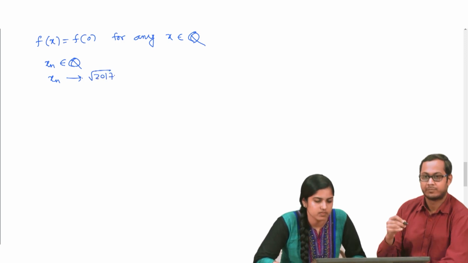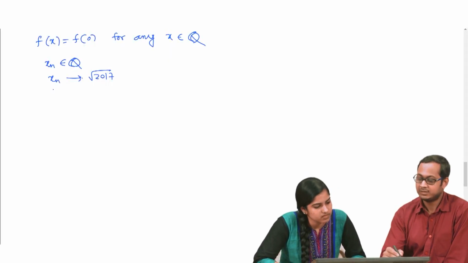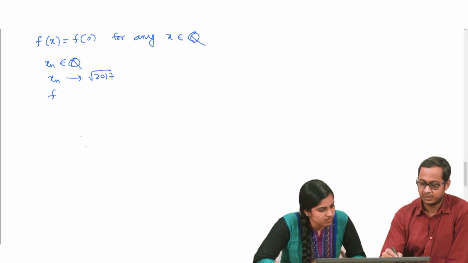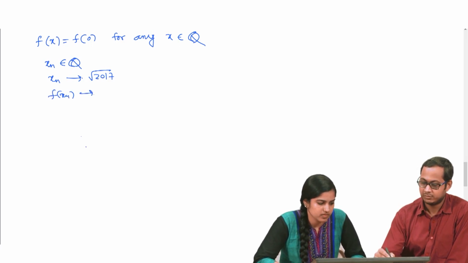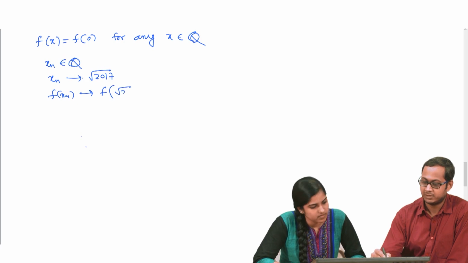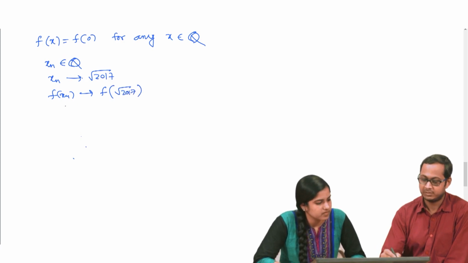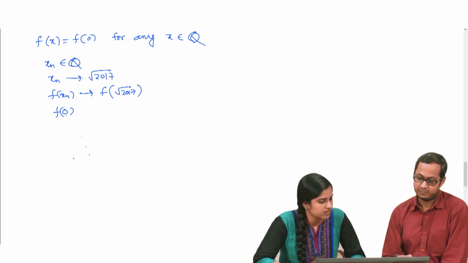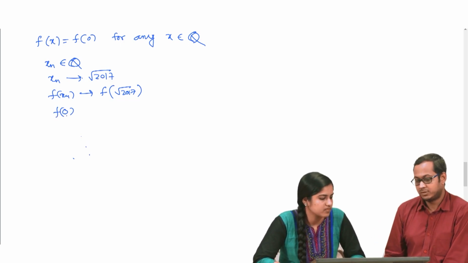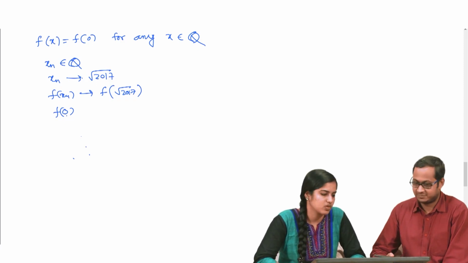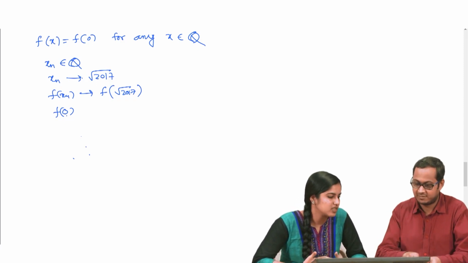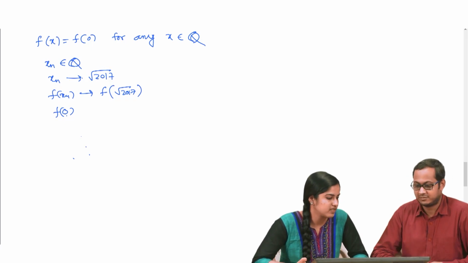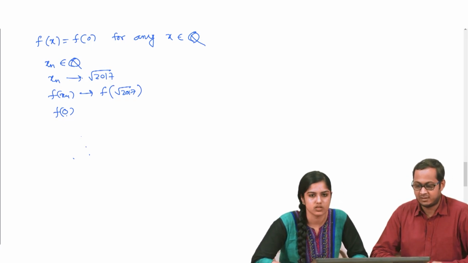So you are denoting the set of rational numbers by Q now. Yes. Then since f is continuous, f of xn should converge to f of root 2017. But f of xn is the constant sequence f of 0. So f of root 2017 will be f of 0. So basically the function turns out to be a constant function, and the constant value is equal to f of 0.